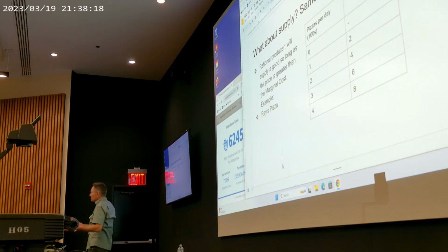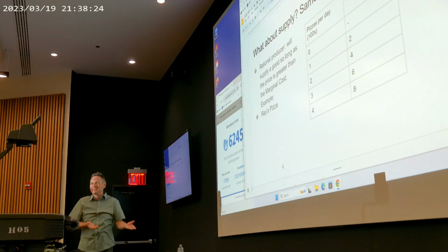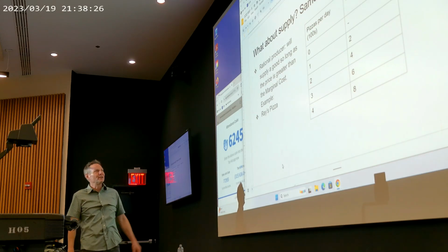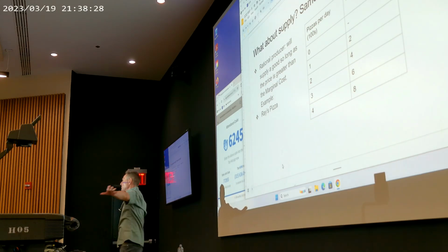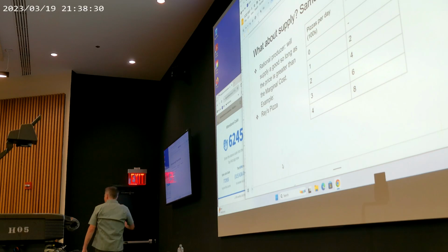Now, there are some reasons to wonder if that's true, and we're going to do a deep dive into production and costs a little bit later. But for now, we'll suppose that this is how it works. One of the interesting implications is that, just as we did before, we can derive a relationship between supply, the supply schedule, and marginal costs by thinking about things that way.